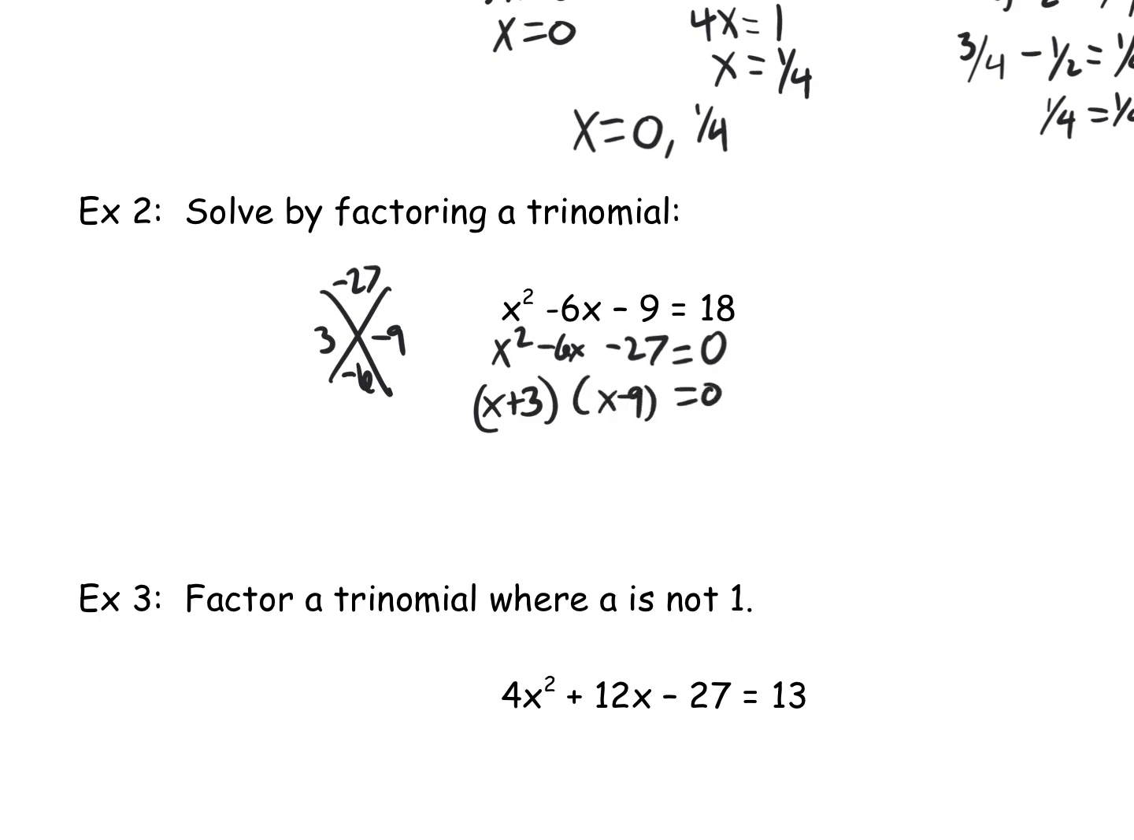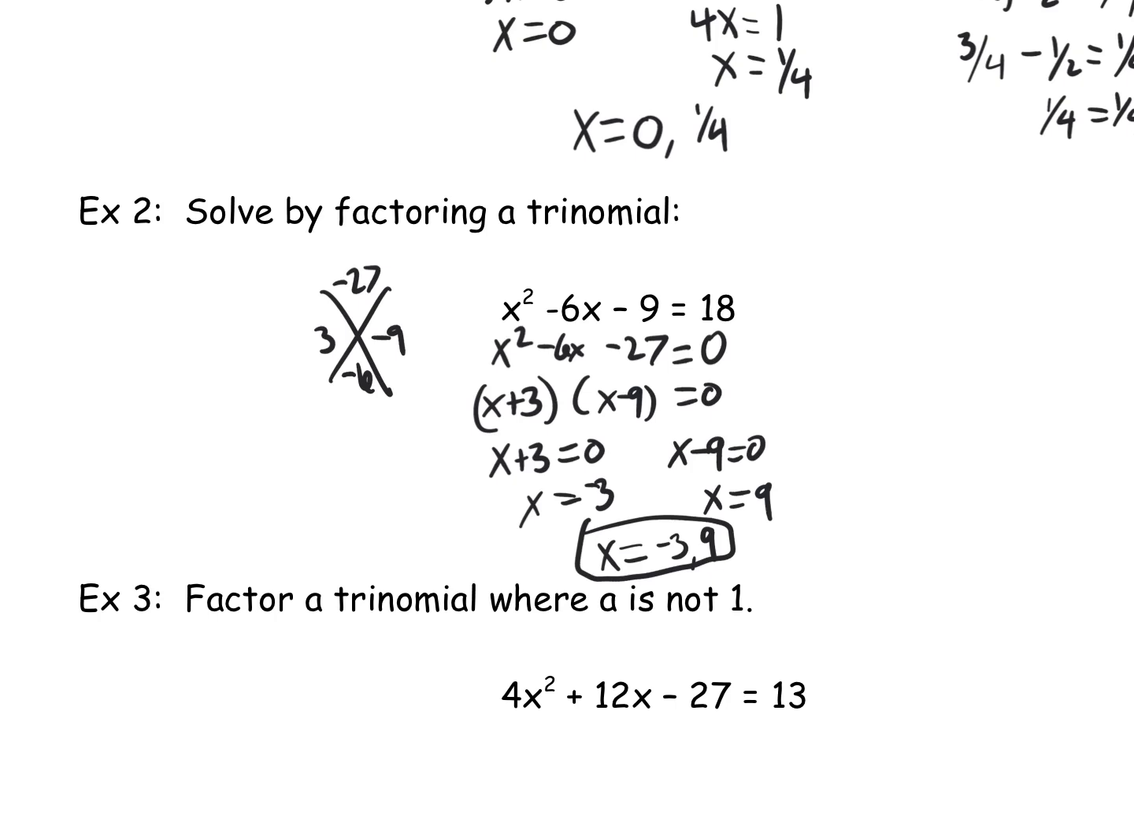And so since I'm multiplying those two numbers together to equal 0, one of them has to be equal to 0. So I'm going to set them both equal to 0. So x plus 3 equals 0, x would be negative 3. x minus 9 equals 0, x would equal 9. So my two solutions are x equals negative 3 and 9. And that's my final answer. I'm always going to put them in the order from least to greatest.